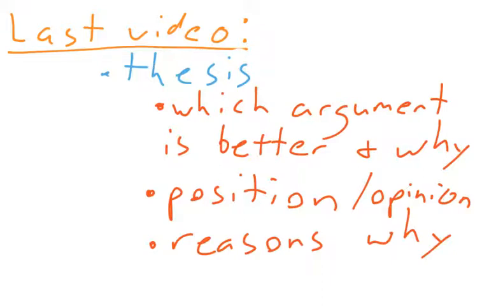Basically your thesis is in two parts. It says what your position or opinion is, so whose article you think is better or stronger, and then the reasons why. Is it because one has more evidence? Is it because one is better supported? Is it because one has a more academic tone or a better tone than the other one? That's all your thesis is. And again, if you haven't watched the video on thesis statements, I highly suggest you pause this video and go back and watch that one before you dive into this one.